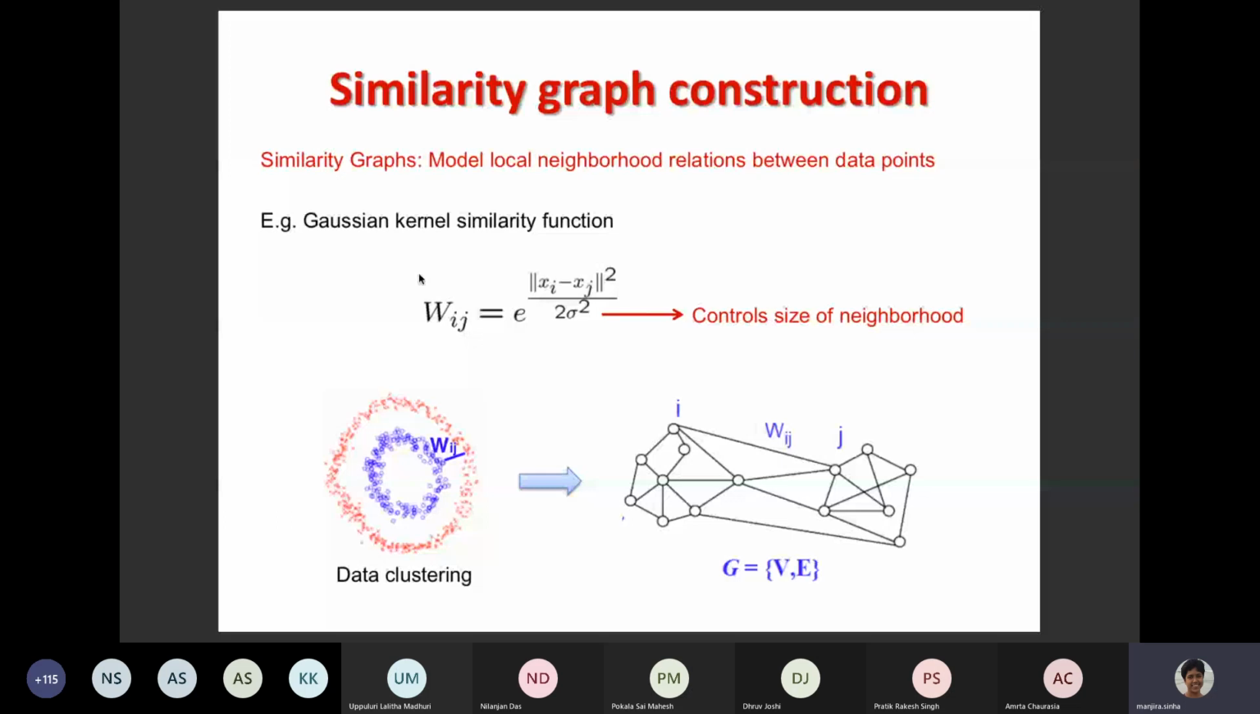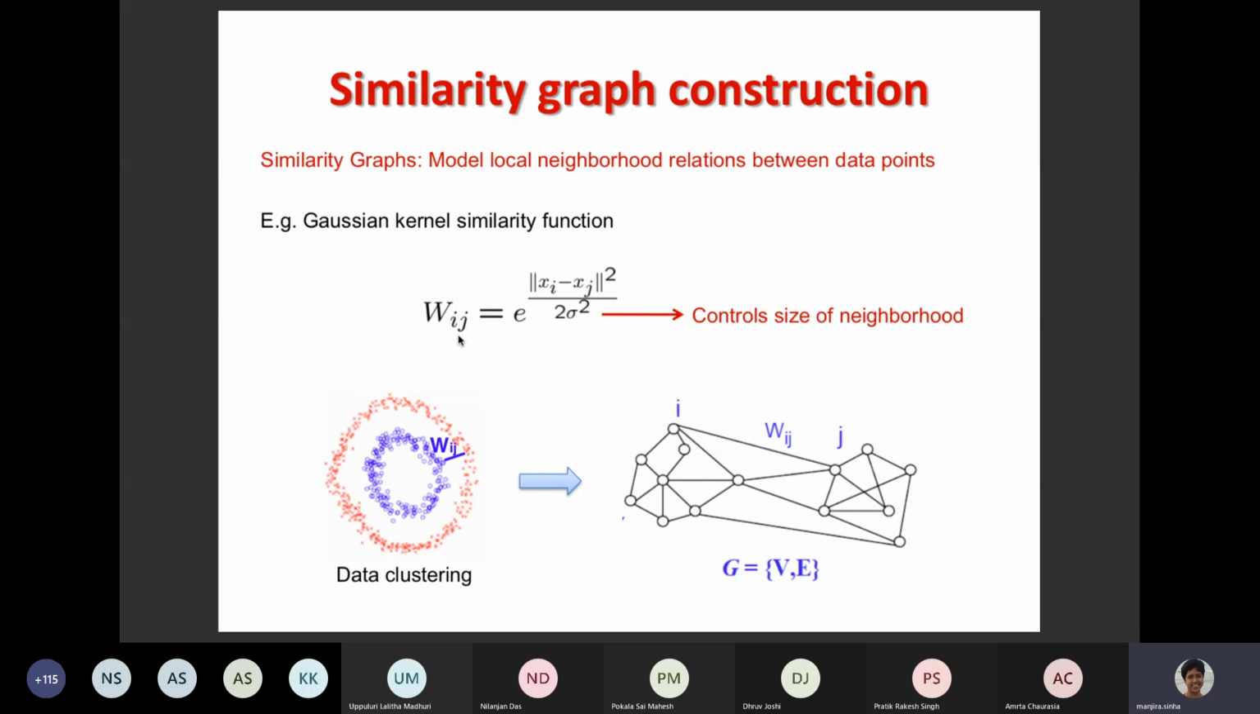So one example that we saw is called the Gaussian kernel similarity function. Again, we will not go into depth on this, but you recall the normal probability distribution, the inverted bell graph. That is a Gaussian distribution.